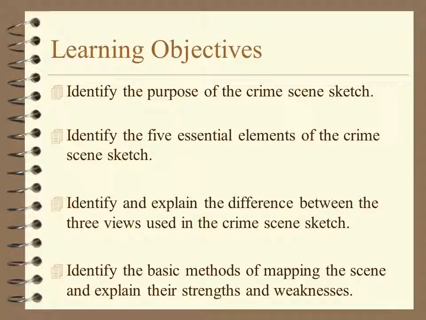Okay. In this particular chapter, there's a number of objectives we're going to cover. Number one, we're going to identify why we're doing a crime scene sketch. We're going to identify the 5 essential elements of the crime scene sketch. We'll identify and explain the difference between the 3 views used in the crime scene sketch and why they're used. We'll also identify the basic methods of mapping the scene and explain their strengths and weaknesses.